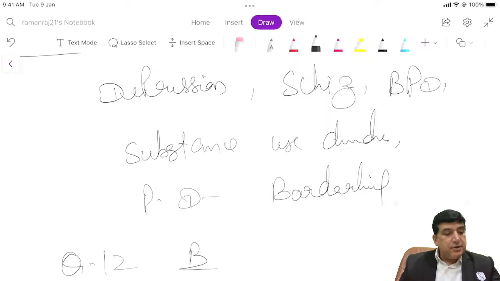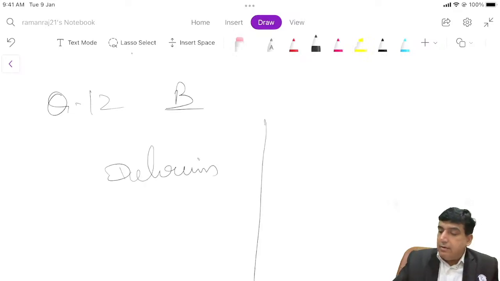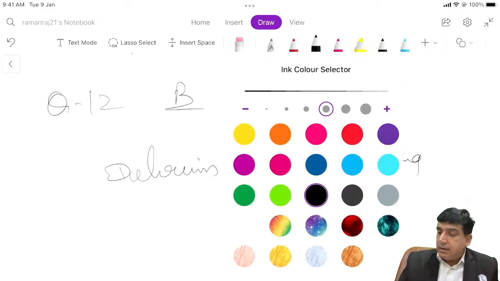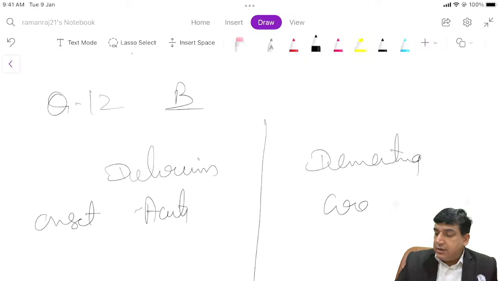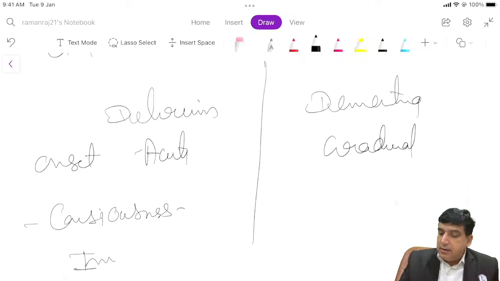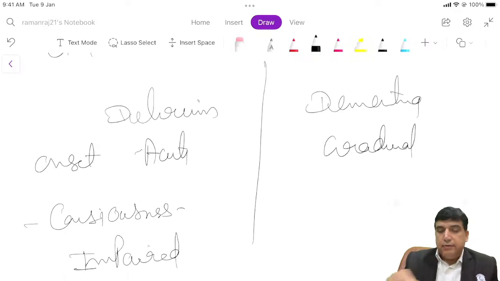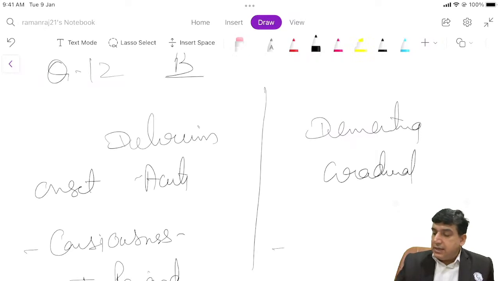Question number 13: in a patient with Alzheimer disease, delirium can be differentiated from dementia by. So please remember that we have delirium and dementia. In delirium the onset is acute; in dementia the onset is gradual. Consciousness is impaired. The cardinal feature of delirium is impairment of consciousness. In dementia, basically, it is intact.